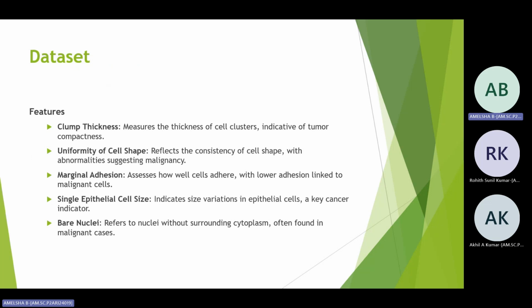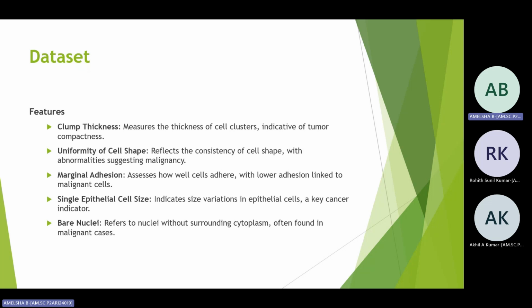Then I will explain our data features. The first feature in our dataset is clump thickness. It measures the thickness of cell clusters indicative of tumor compactness. Then the uniformity of cell shape. It reflects the consistency of cell shape with abnormalities suggesting malignancy. Then marginal adhesion assesses how well cells adhere, with lower adhesion linked to malignant cells. Then the single epithelial cell size indicates size variation in epithelial cells, a key cancer indicator.